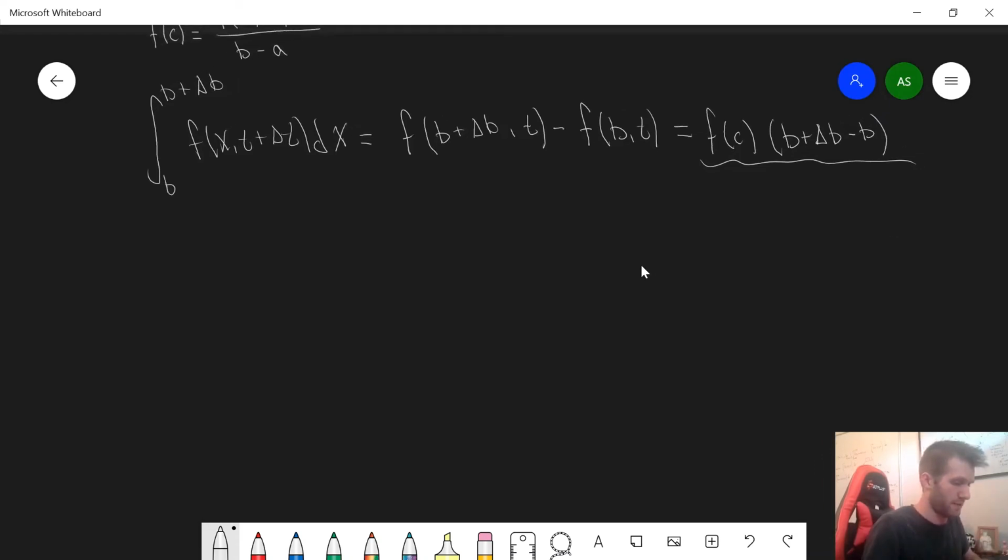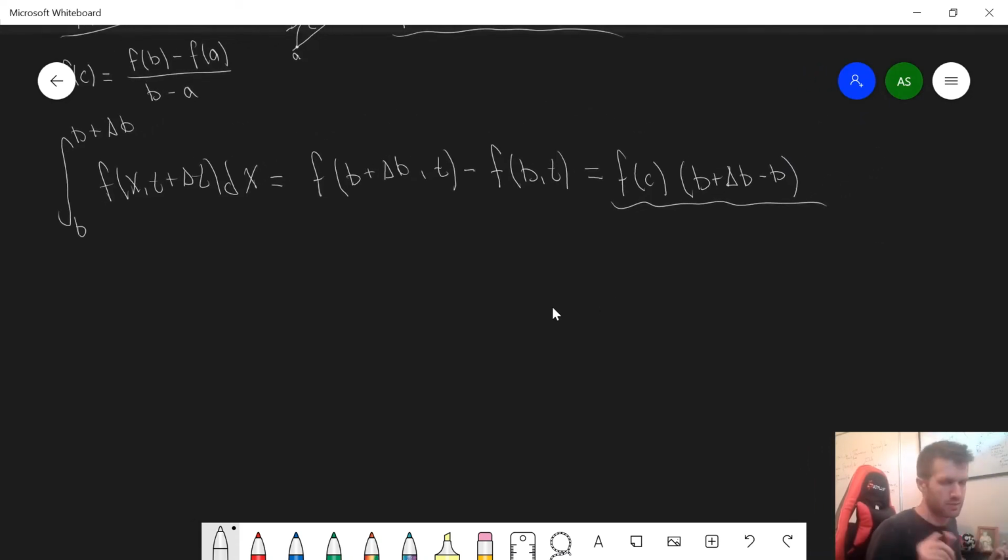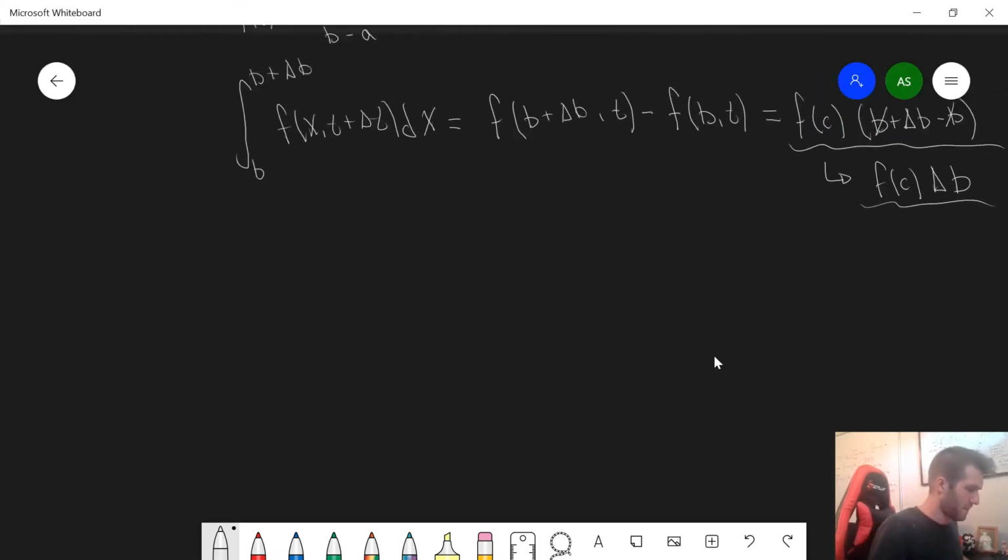But first, I've just neglected to do one minor detail. Cancel these b's. We can get rid of those b's, no problem. So this is just going to end up looking like f of c times delta b. That is what we're going to take the limit of. So let's take the limit.